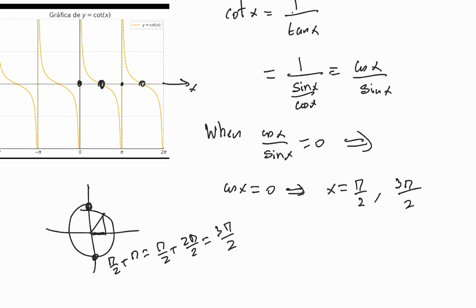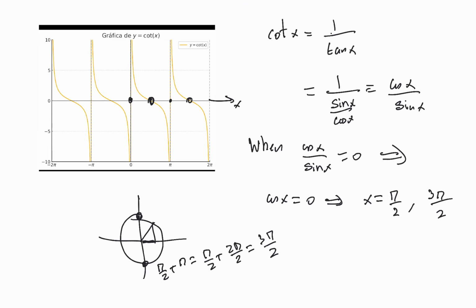Now, you see that the point is repeated to the left. This is minus pi divided by 2. And this is minus 3 pi divided by 2. At minus 3 pi divided by 2, the cotangent of x is 0. But here it says, what is the domain? The domain is all numbers x where you can find an output, the y.